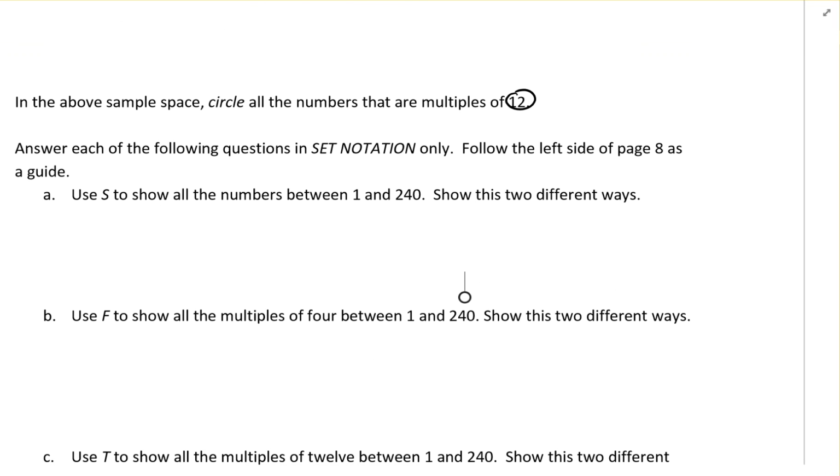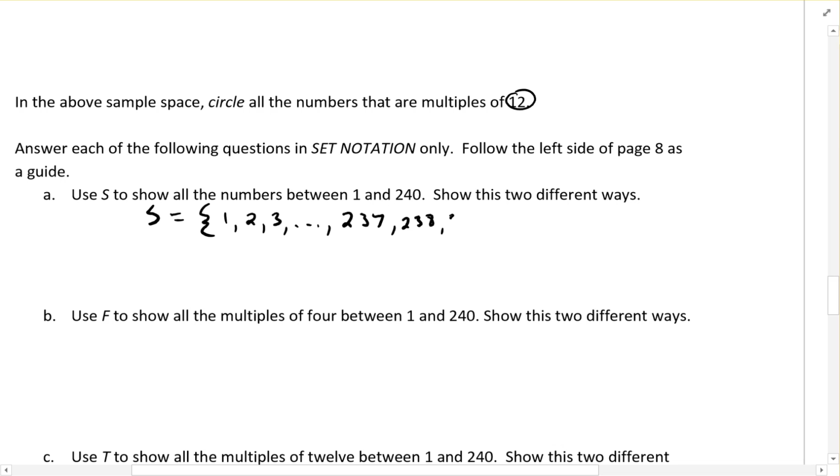So one way to do that would be to say S is equal to, and then write all the numbers. It would be 1, 2, 3. But since I don't want to do that, you could also go comma and then dots, and then pick up from there with like 3 numbers closer to the end. So that would be 237, 238, 239, 240. Probably didn't need 4 numbers there, but there you go. Okay, so you could write it like that.